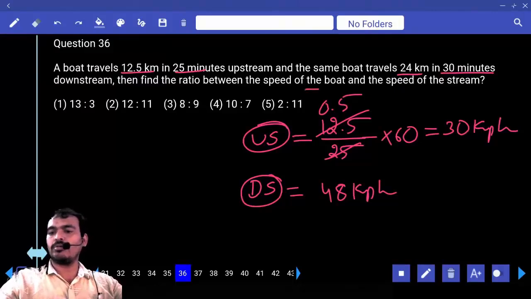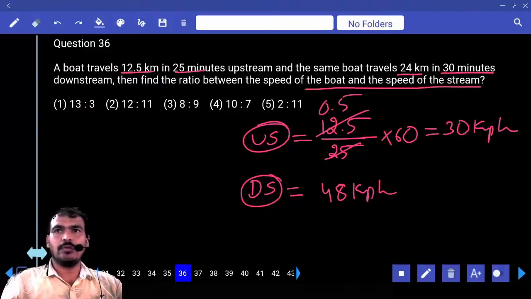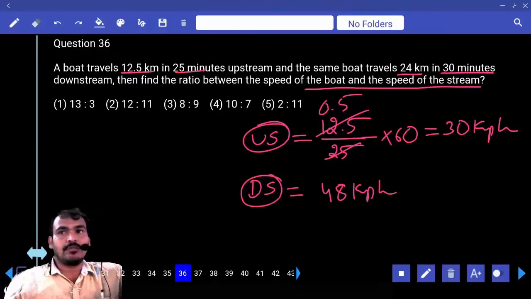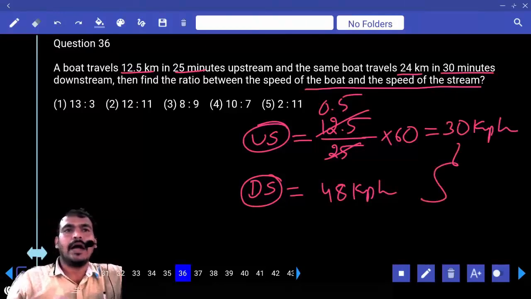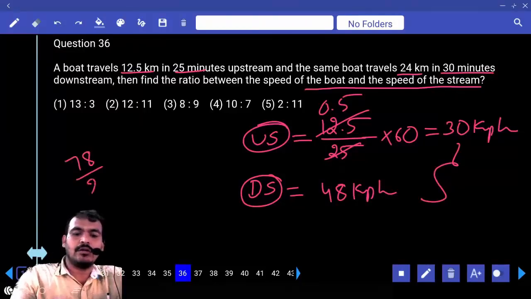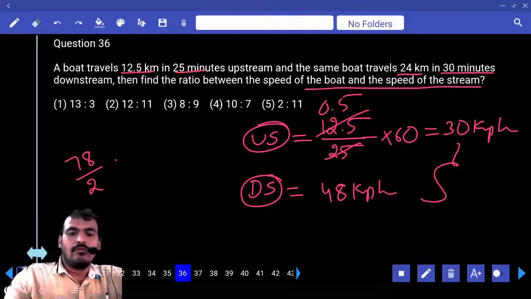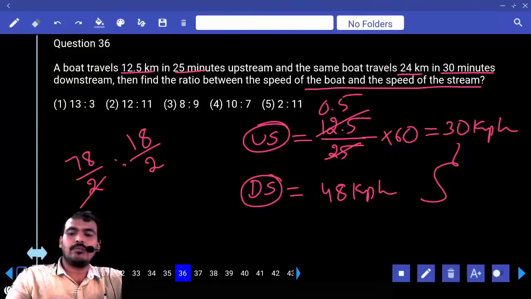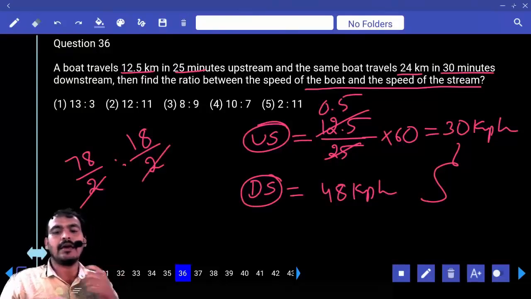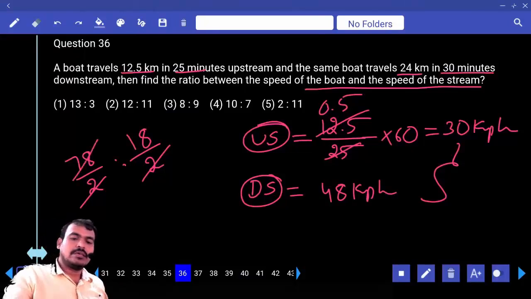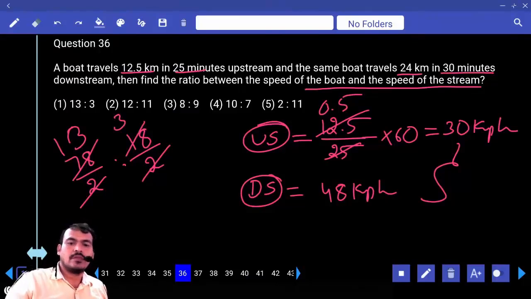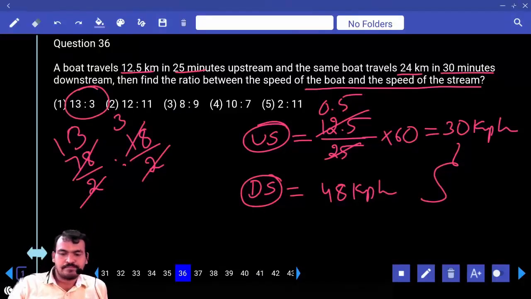We require the ratio between the speed of the boat and the speed of the stream. The speed of the boat is the sum of the two divided by 2, which is 78 by 2. The speed of the stream is the difference of the two divided by 2, which is 18 by 2. The 2 cancels, leaving 78 and 18. 6 goes 13 times and 3 times, so the ratio is 13 is to 3.